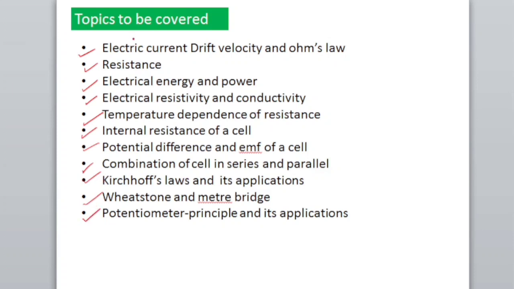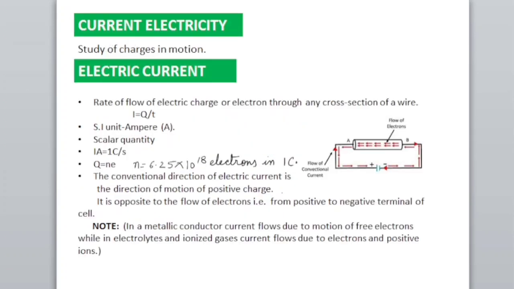So let us start first with what do you mean by electric current. Current electricity means study of charges in motion. Electric current, when the charges are in motion, then what happens? How much charge flows through a particular cross-sectional area of a wire. That rate of flow of electric charge or electron through any cross-section of a wire is called electric current. Formula is given by I equal to Q by T. SI unit of this current is ampere and it is a scalar quantity.